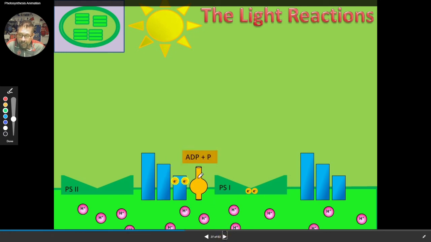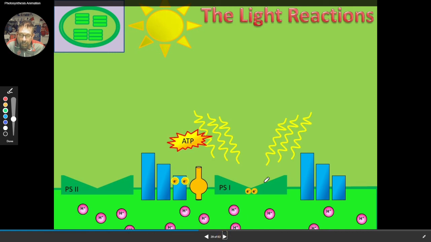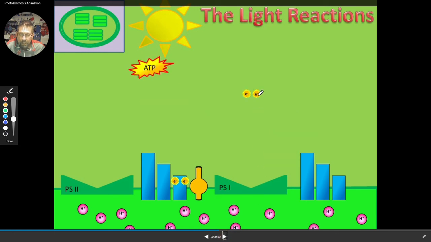Okay, and so here's that ATP synthase that we're making. Now we're making some ATP. There that is. Okay, and now we're to PS1. Again, we got our electrons down here. We're collecting sunlight, collecting sunlight, collecting sunlight, and then boom, energized, eject, and now we're going to travel down through this process. Okay, and now we're to this, and the next move would be to go to the Calvin cycle.